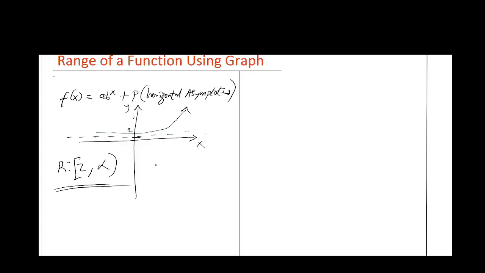It is also important for you to note that horizontal asymptote occurs at the y value, just like we have the vertical asymptotes which occurs at the x value.